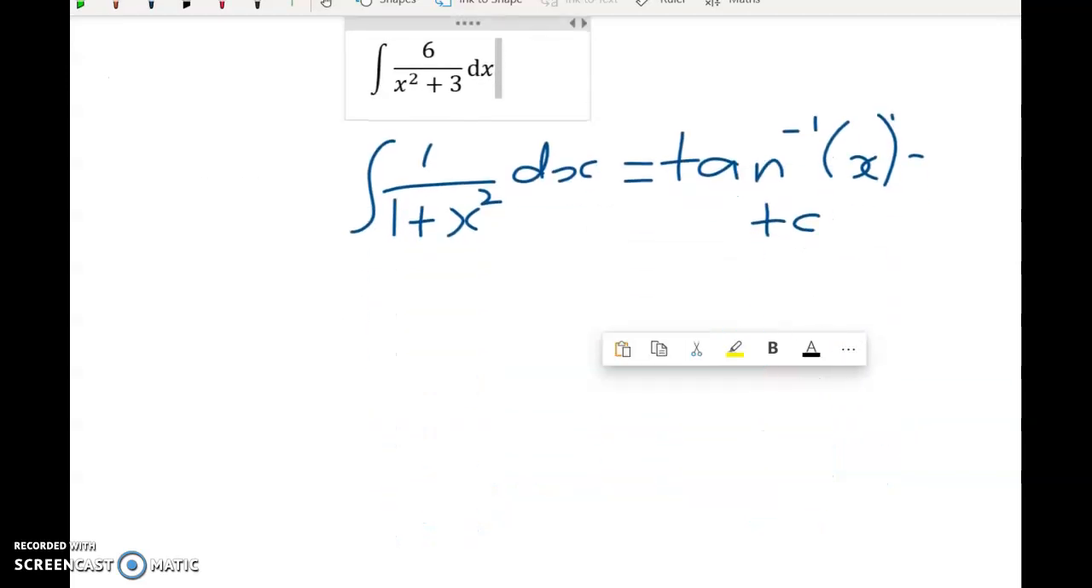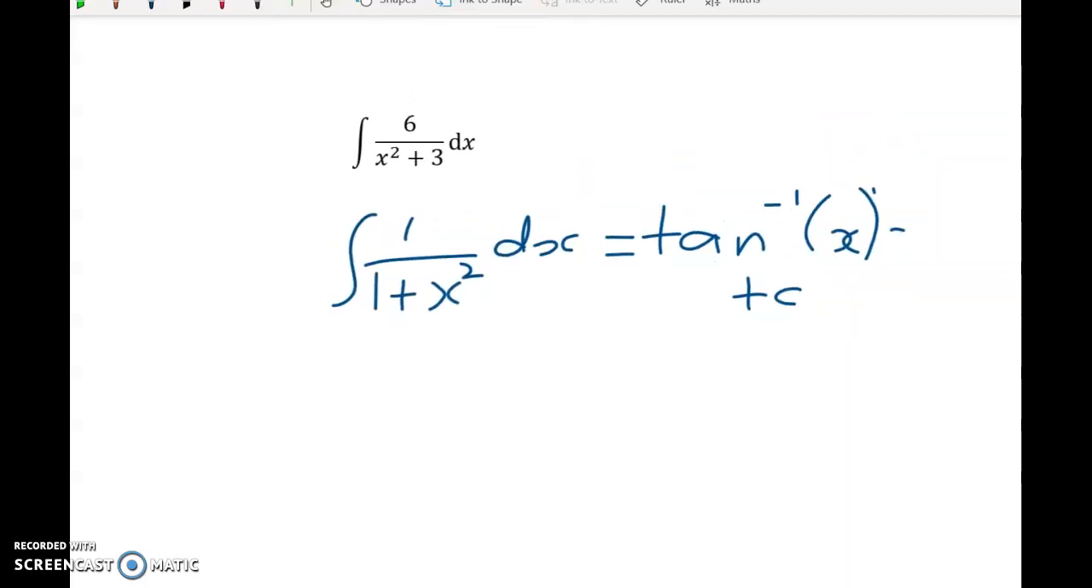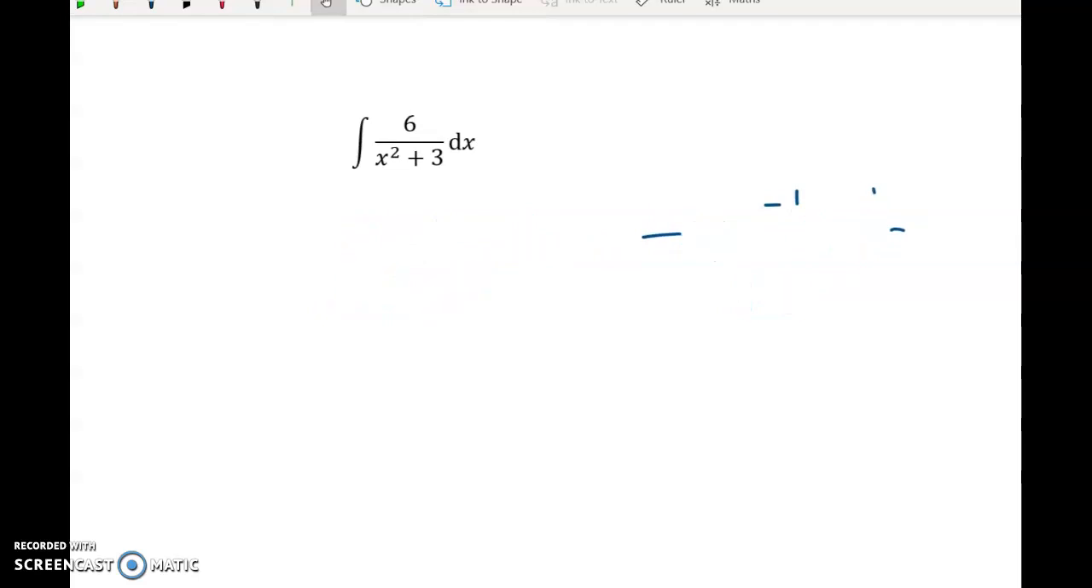Okay, so we get that far. So we can see that this is somehow related. So what am I going to do first? Well, I'm going to take that 6 out of the front, and we'll start with that. So we'll clean up the constants as we go.